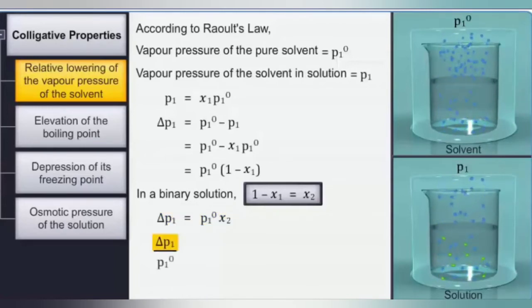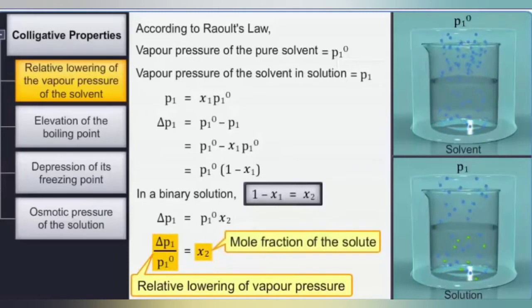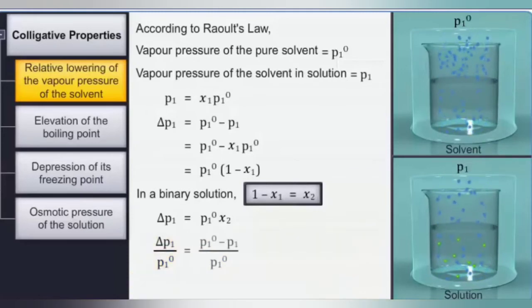The lowering of vapor pressure relative to the vapor pressure of pure solvent is called relative lowering of vapor pressure. Therefore, relative lowering in vapor pressure ΔP1/P1° is equal to X2, the mole fraction of the solute. In other words, (P1° − P1)/P1° = X2. Thus, it can be seen that relative lowering of vapor pressure depends only on the concentration of solute particles and is independent of their nature.